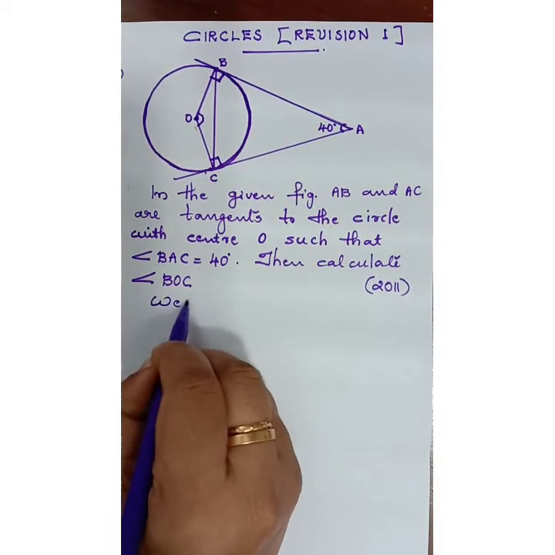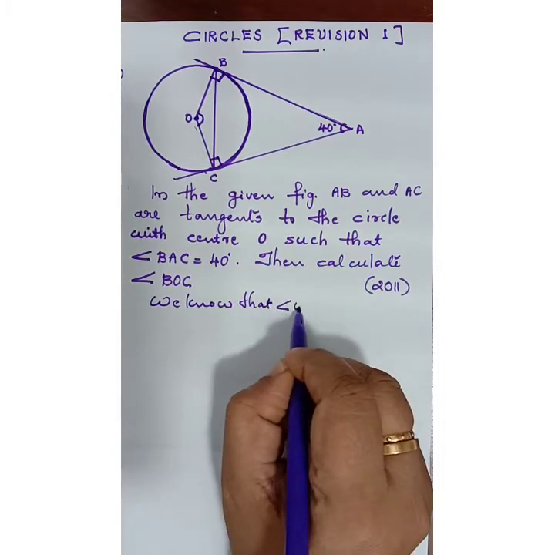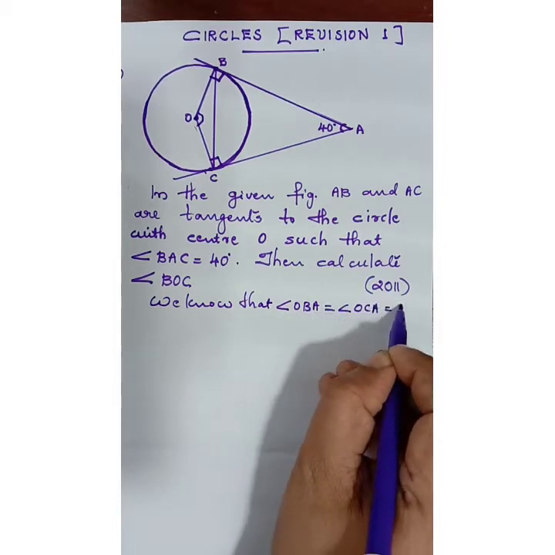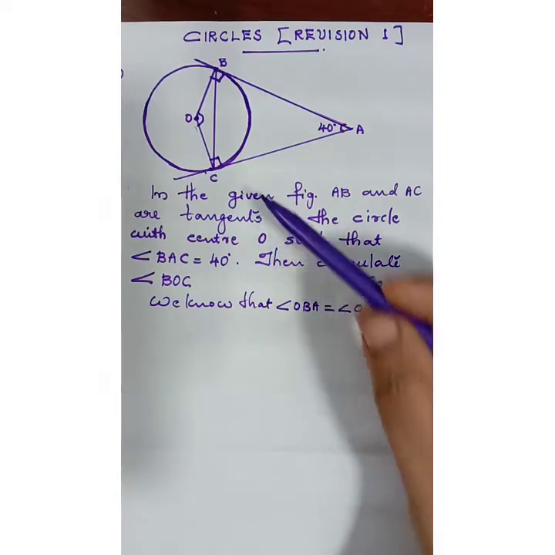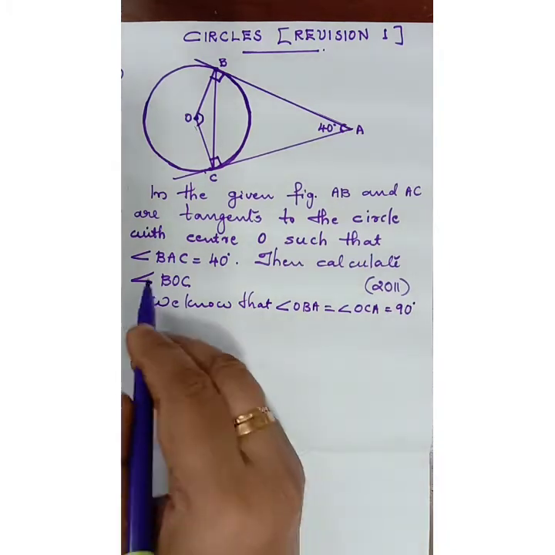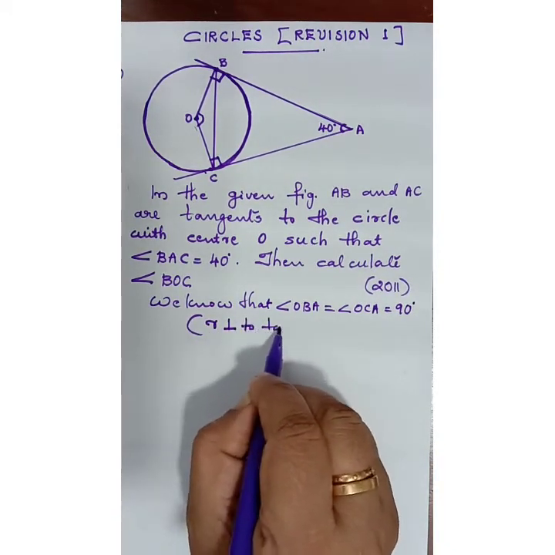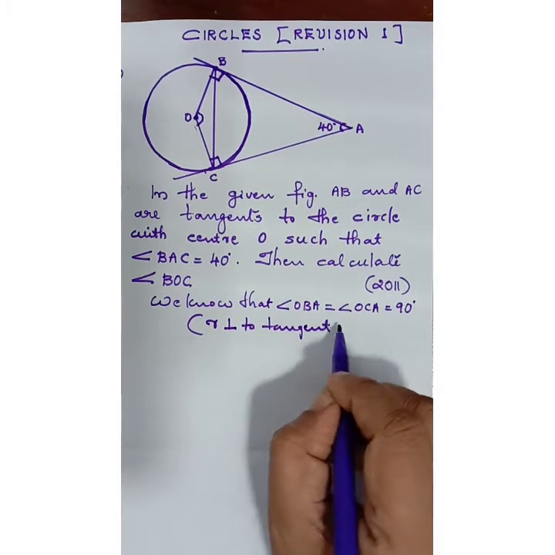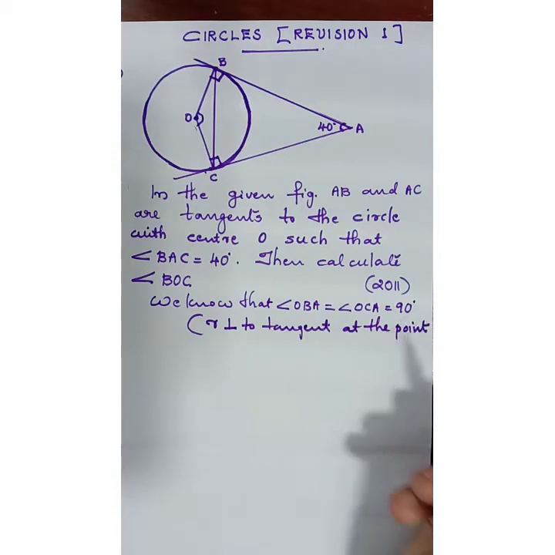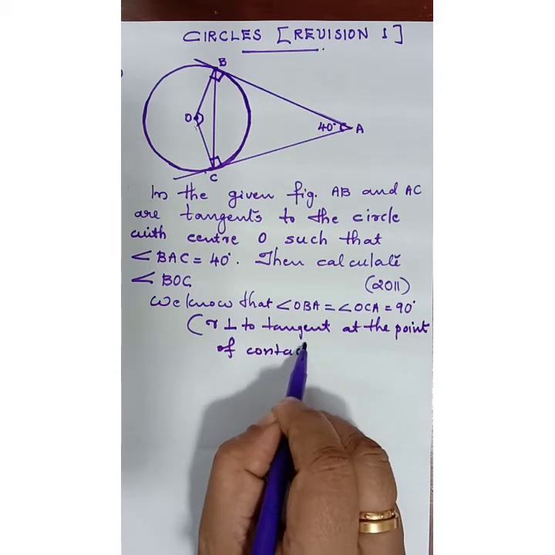We know that angle OBA is equal to angle OCA, that is equal to 90 degrees. Here you can see angle OBA and angle OCA are 90 degrees each. The reason is radius is perpendicular to tangent at the point of contact. Radius is perpendicular to tangent at the point of contact.